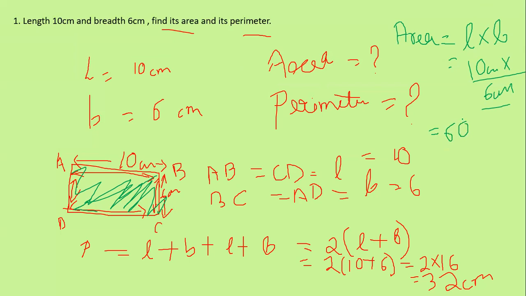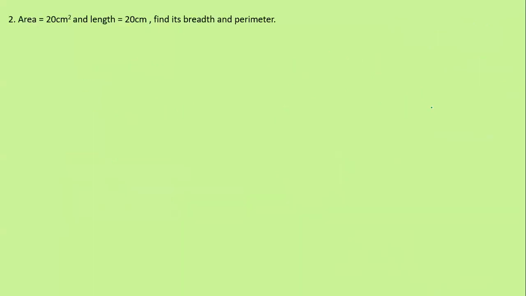You definitely have to remember that the unit plays a very important role. If you don't give the unit, a few of your marks will be deducted. So centimeter into centimeter will give you centimeter square. So this is the answer for area, and then the answer for perimeter. Okay, so this was the first question. Let's move ahead to the second one.